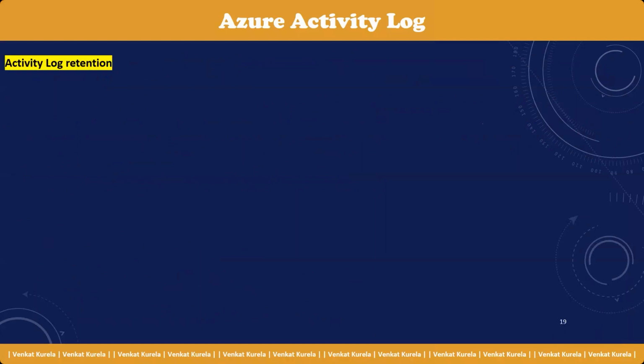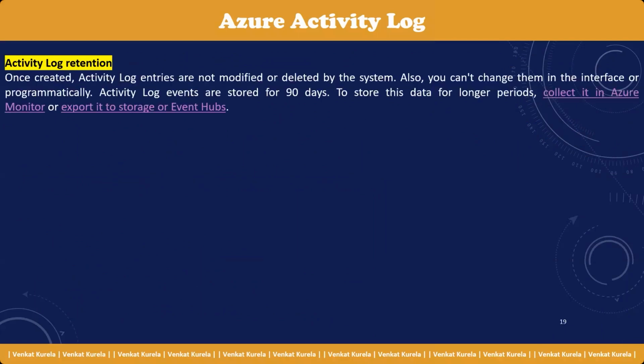So activity log retention: whenever you perform something, by default, your activities are stored for 90 days. If you really want to store these activity logs past 90 days, you can store them in your Azure storage account, or you can also capture them into Event Hub. So there are multiple places where you can capture the activity logs, but normally by default, they stay for 90 days in the activity logs.